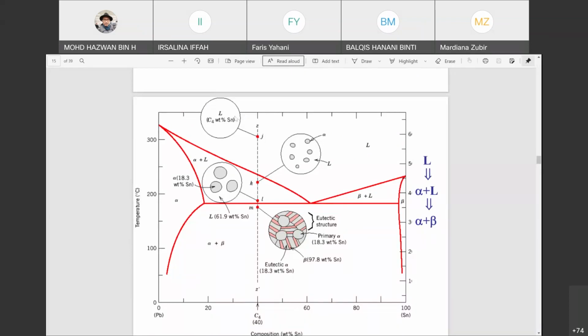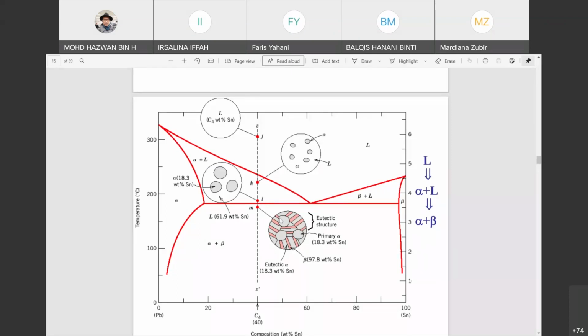J still exists as liquid phase, so there is no microstructure. Composition will be equal to the initial composition, 40%. K is at liquid plus alpha, where you still see the formation of small alpha grains. At point L, the alpha grains become bigger. Point M is actually at alpha plus beta. But what makes the difference? Earlier we looked at around 2 until 18.3%, where it forms a polymorph and then a small grain of beta.